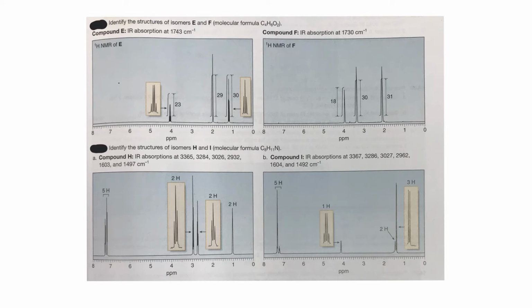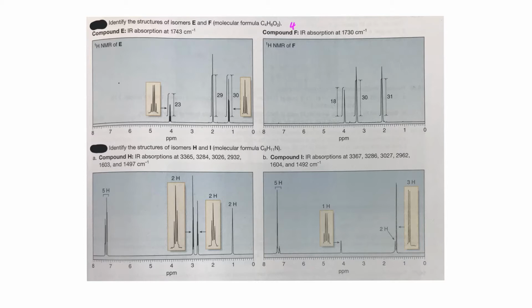In this video, we're going to look at several spectra that have graphical data instead of the textual data that we've seen on previous videos. So let's look at compounds E and F. They both have the same chemical formula, C4H8O2. So let's look at the HDI of these compounds.